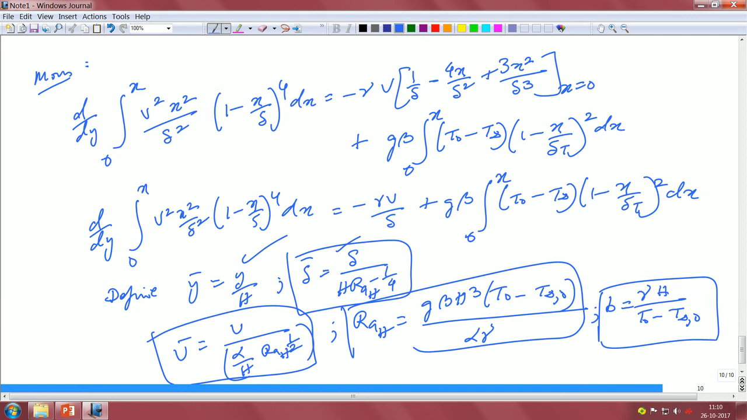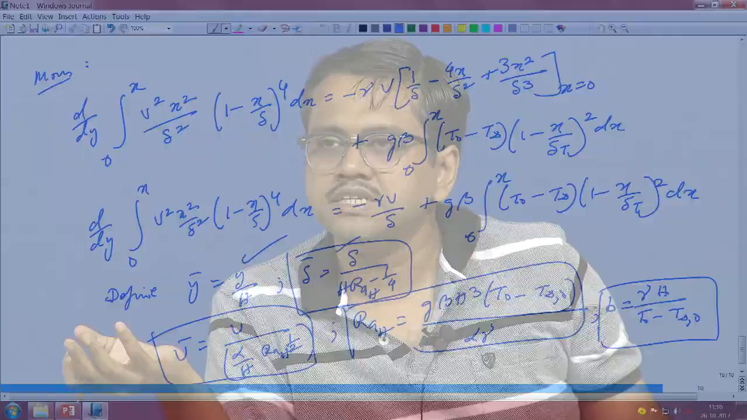So, based on all these things, in the next class we are going to put these parameters in the momentum and the energy equation, and we are going to solve it, and show what the Nusselt number and the heat transfer rate are going to look like. Okay. So, see you in the next class.